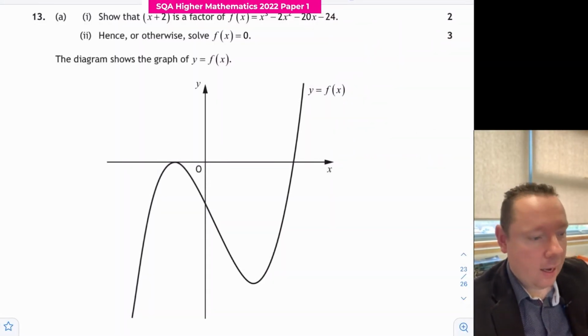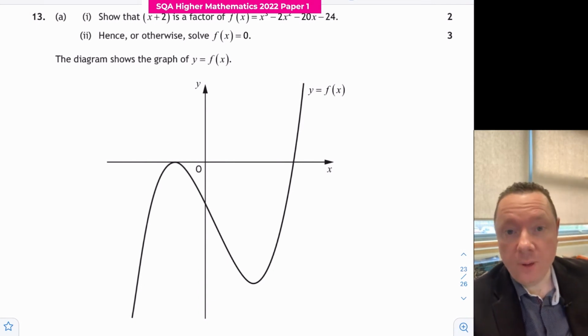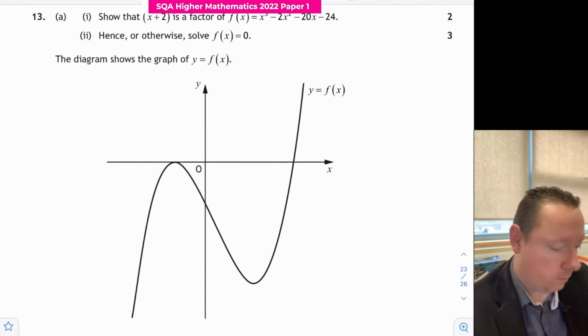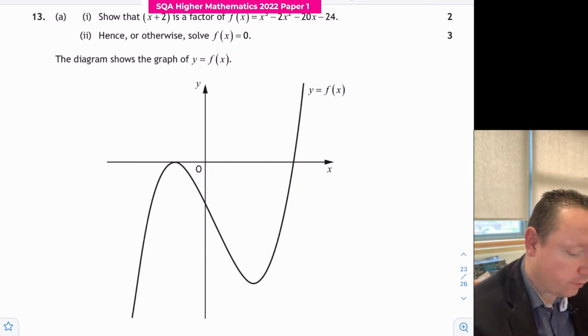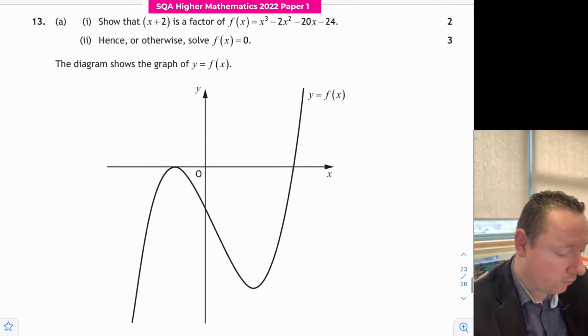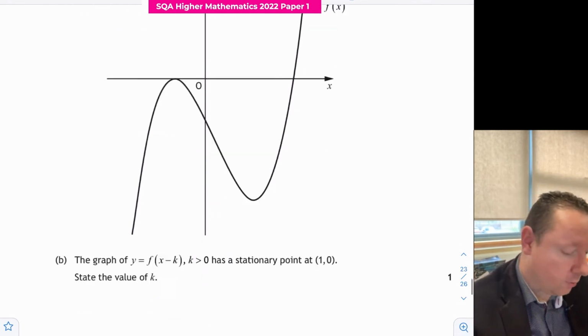Hi, SQA Higher Maths 2022, paper 1, question 13. Part A, show that x plus 2 is a factor of x cubed minus 2x squared minus 20x take away 24. Part B, then solve f of x equals 0. And then it shows you a graph of f of x, and it tells you that f of x minus k, k greater than 0, has a stationary point at (1, 0). You can state the value of k. We'll get to that in a bit, but let's start by dealing with showing a factor of a cubic.